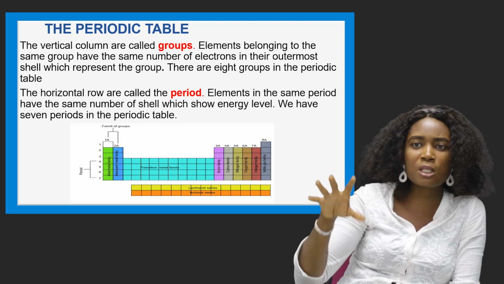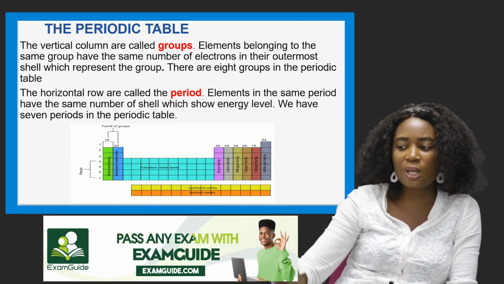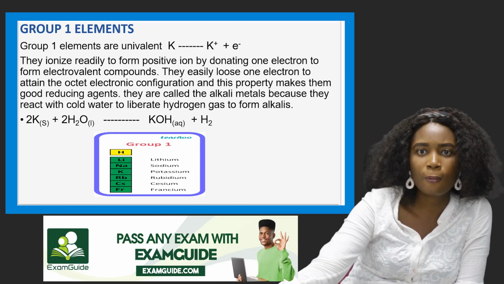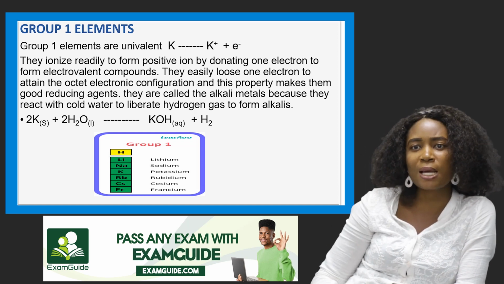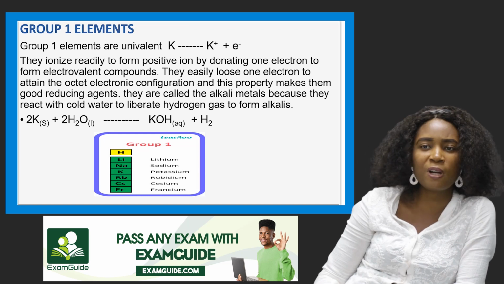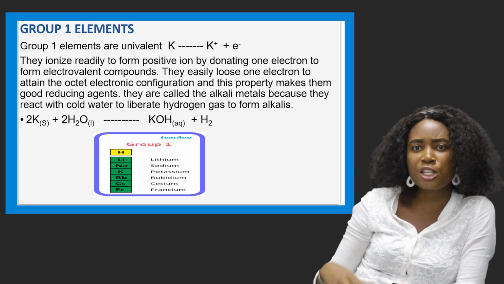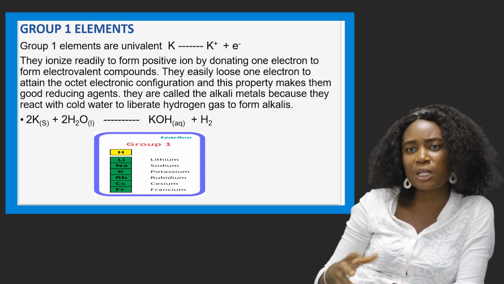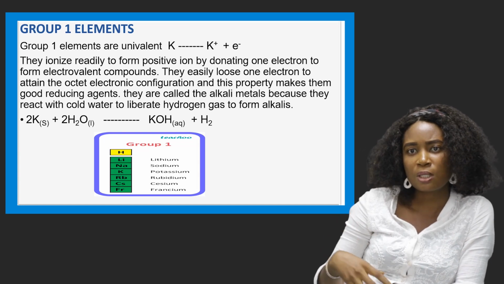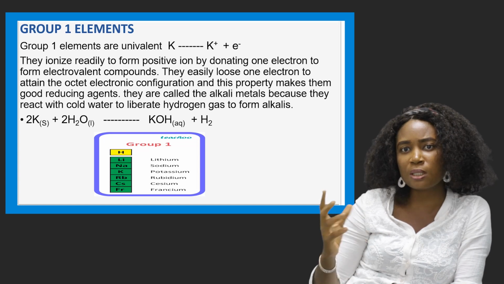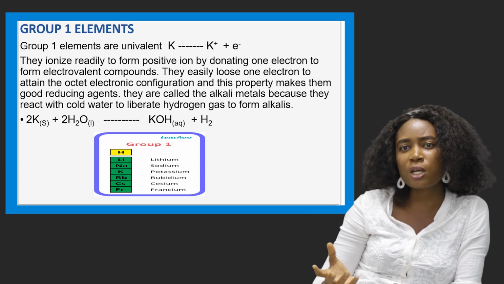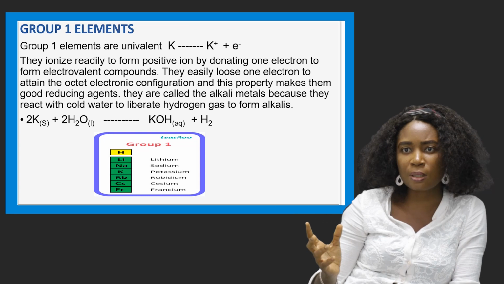Now we are going to talk about each group and their characteristics one after another. Group 1. Elements in group 1 are said to be univalent, in the sense that they give up the one electron that they have in the outermost shell. So they ionize by giving up one electron, donating it, and forming an ionic compound with a non-metal.